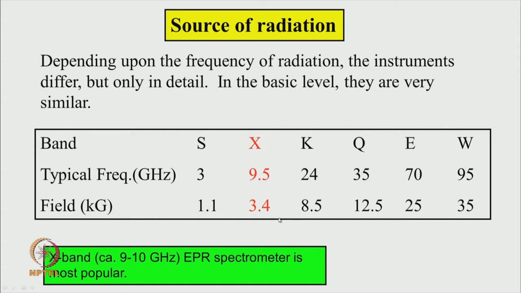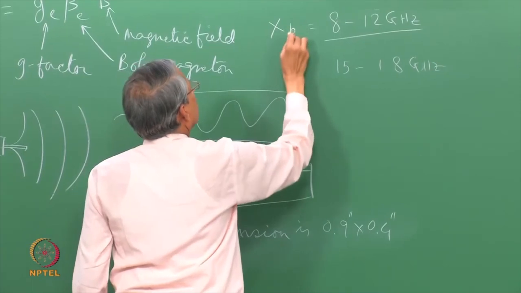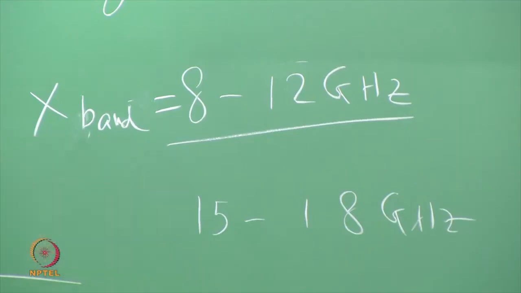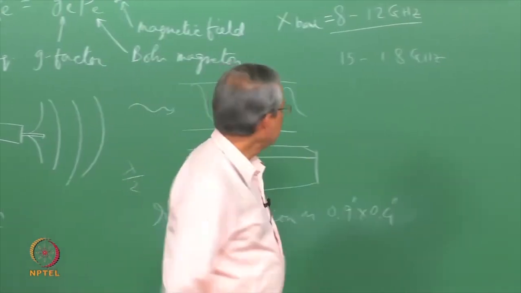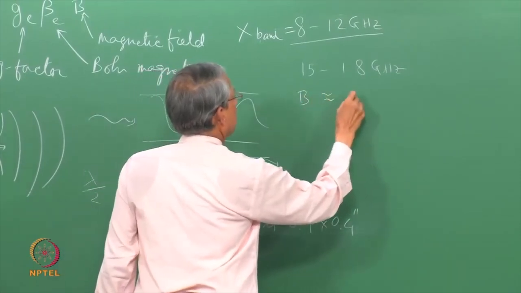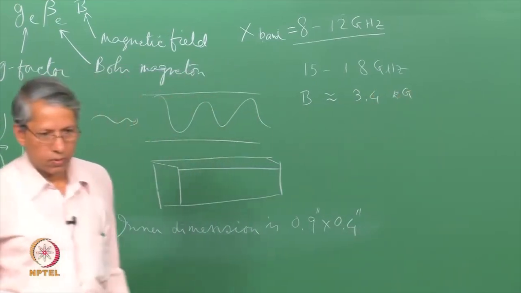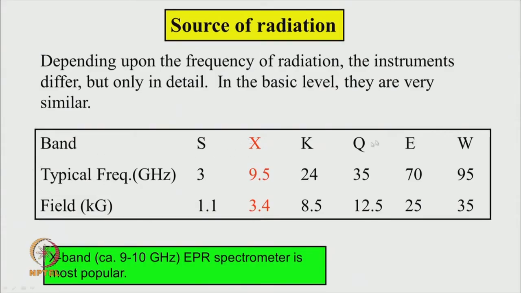So, this X band which is here, this is called X band. This is the most popular frequency used in EPR spectroscopy, and the corresponding magnetic field is 3.4 kilogauss. So, again in this table you see the various bands of frequencies, one can have a spectrometer and correspondingly the magnetic field will of course be different.